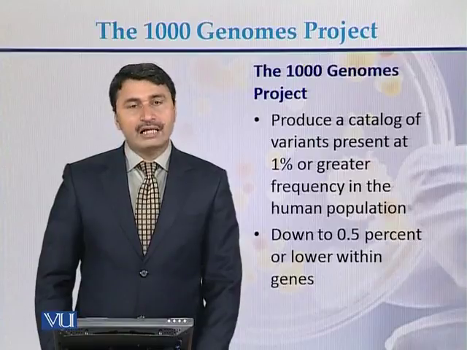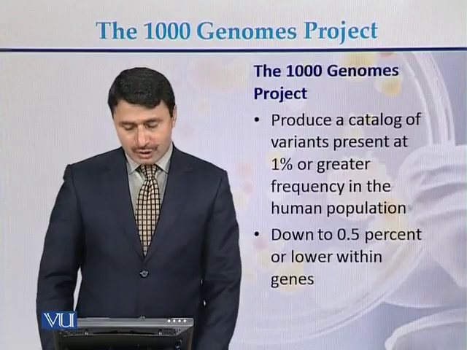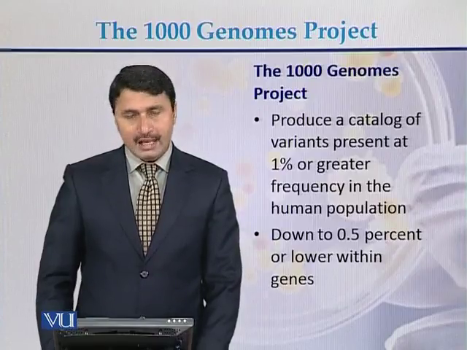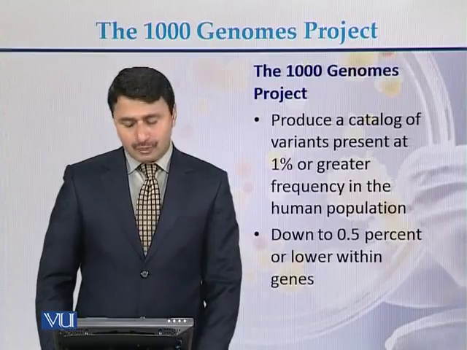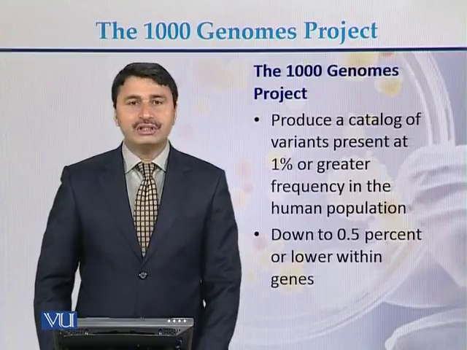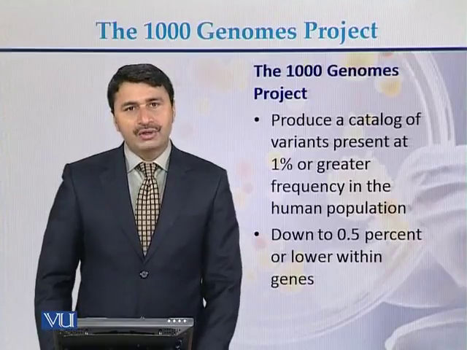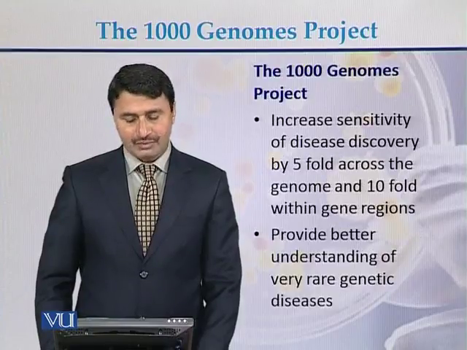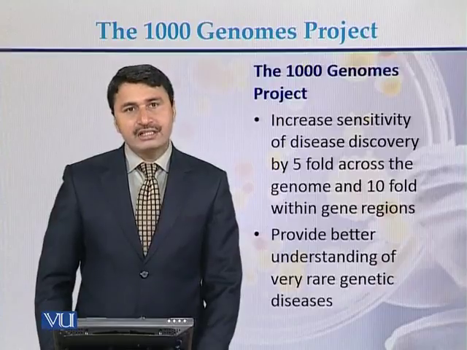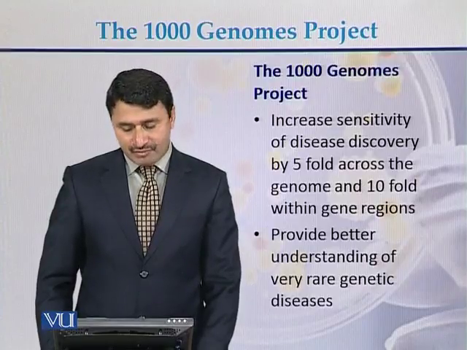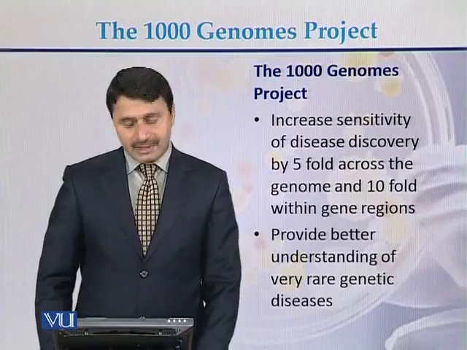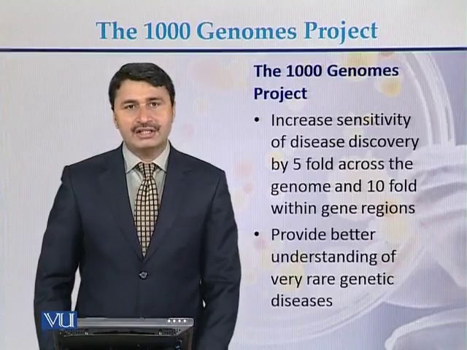The objective of the 1000 Genomes Project was to produce a catalog of variants present at 1% or greater frequency in the human population, and ultimately to go down to 0.5% or lower within the genes. So as a general rule, 1%, and within the genes the objective was 0.5%. And to increase the sensitivity of disease discovery by 5-fold across the genome and 10-fold within the genes, and provide better understanding of very rare genetic diseases.